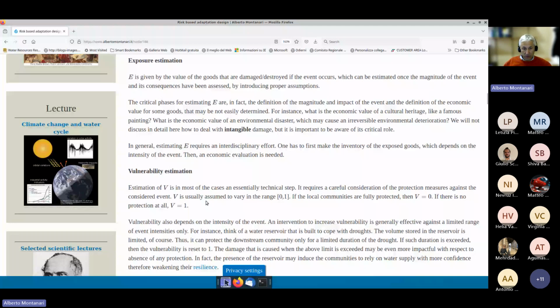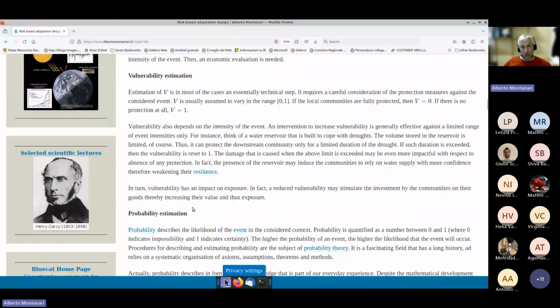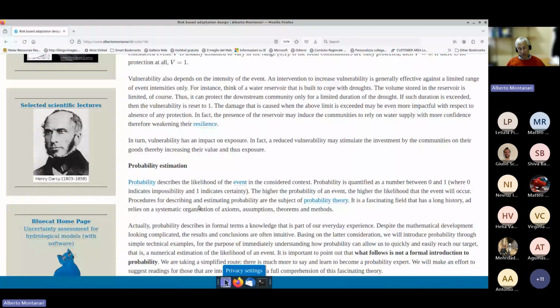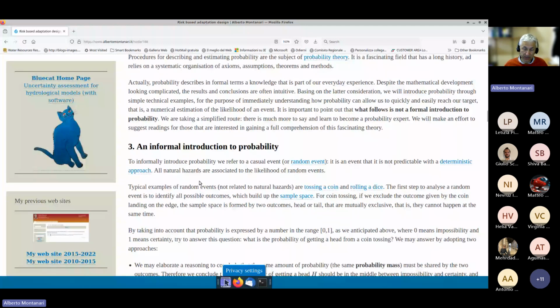And then we have probability estimation, the probability of the considered event to occur. And then we started the discussion on probability. We defined probability through Kolmogorov axioms. And again, remember them because the definition of probability is fundamental for what we have to do. And in particular, we discussed probability estimation. So we defined probability and we discussed probability estimation.